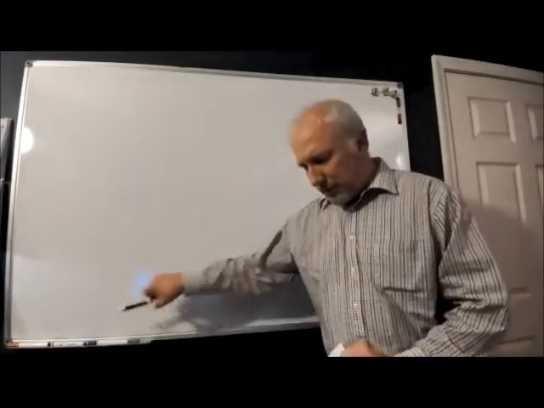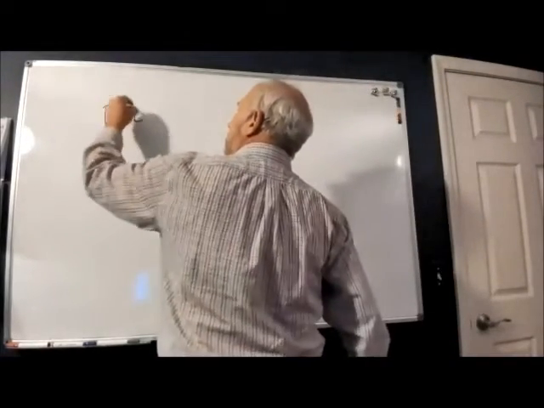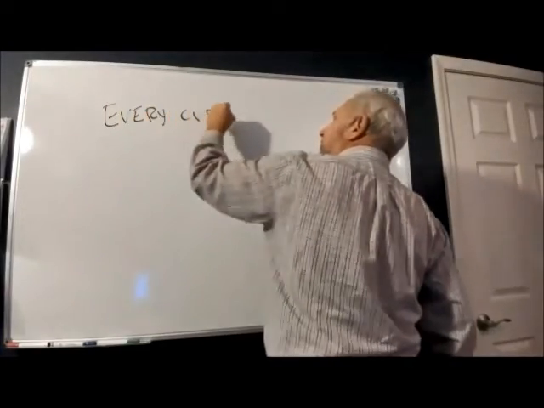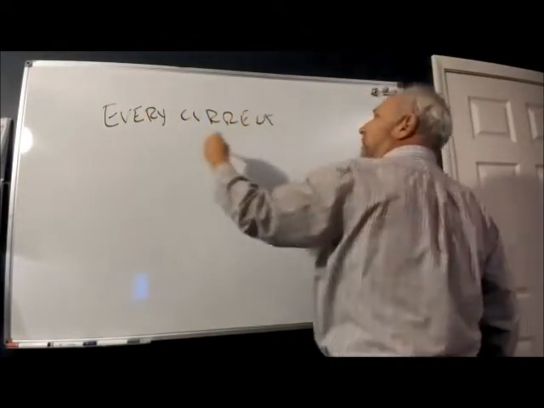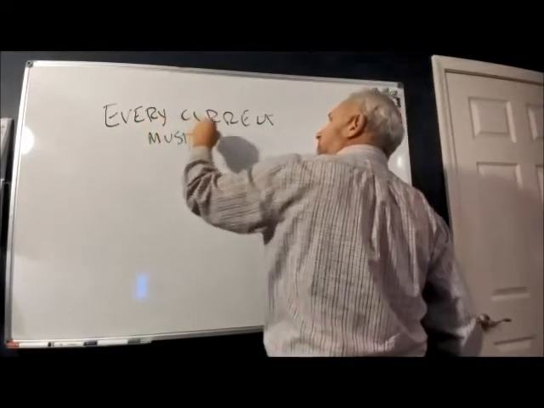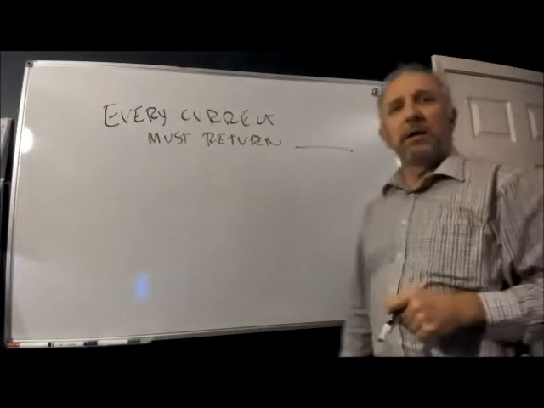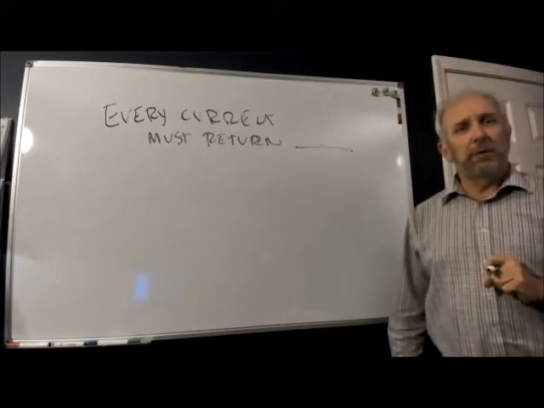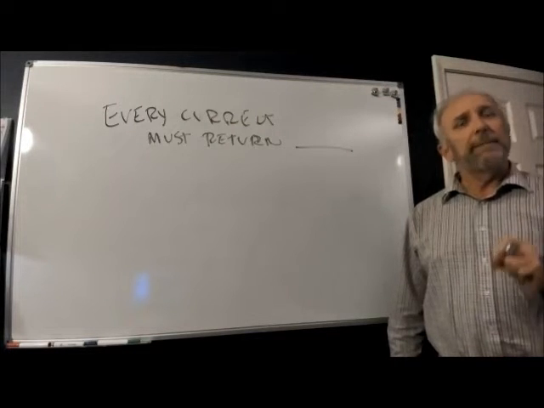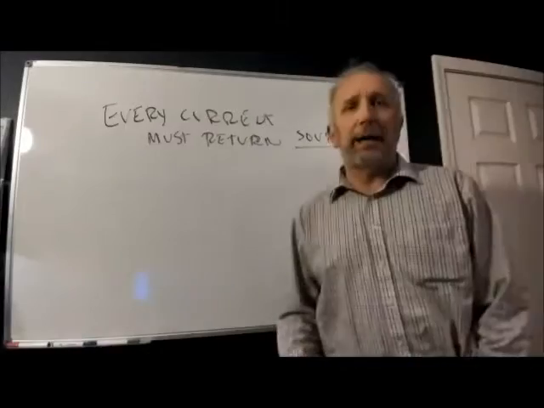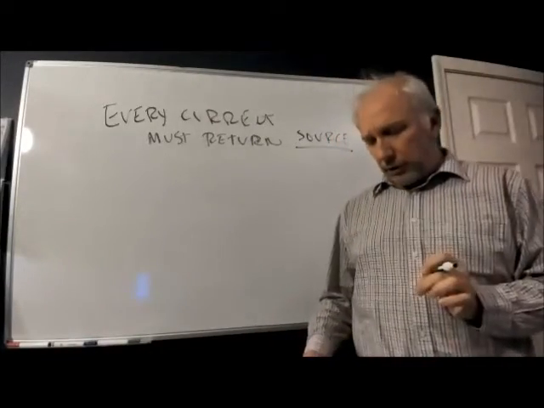So the first thing I want to do here is ask two questions, and that is: every current must return where? Every current must return to its source. Yeah, it'll get there somehow. It'll get there either by the path that we wanted or by the path that we had not expected. Every current will return to its source.